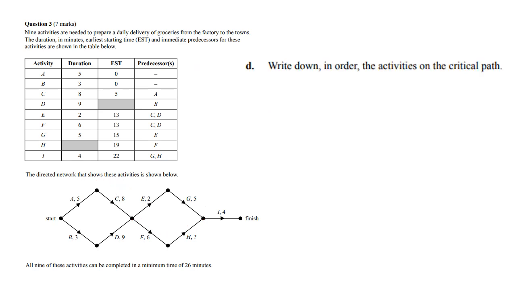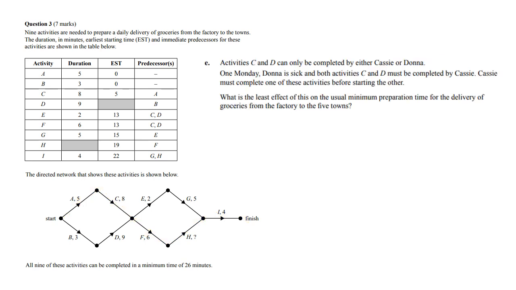Well, we've got to write down in order the activities on the critical path. We know that's our critical path. So our activities are A, C, F, H, I. Done. Now this is quite a tricky question.